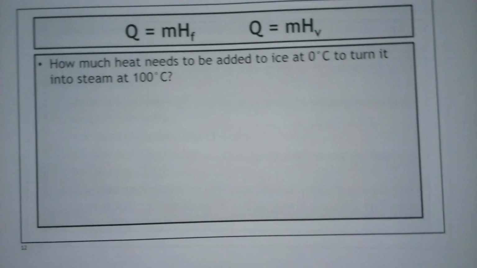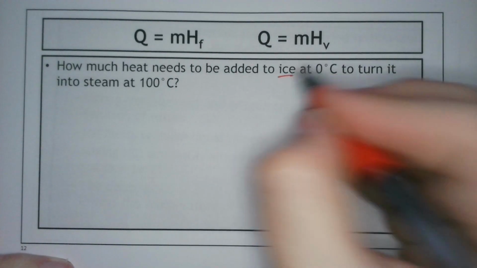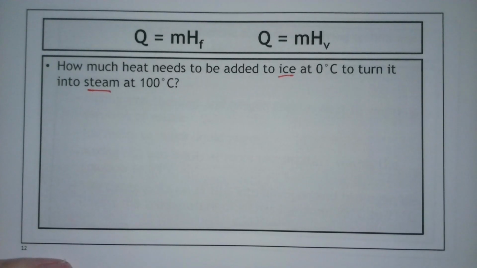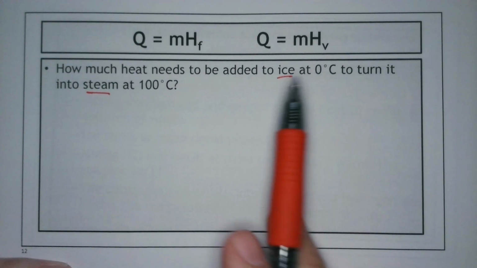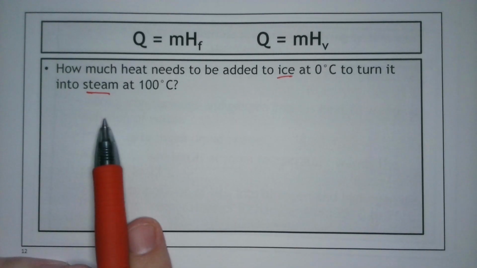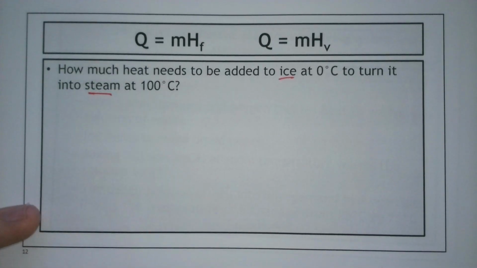All right, next. How much heat needs to be added to ice at 0 degrees Celsius to turn it into steam at 100 degrees Celsius? So ice, steam, imply we're changing our state of matter. Ice has to turn into liquid, and then liquid eventually turns into steam. So if we're doing some state of matter changes, that's when you know you need these formulas.